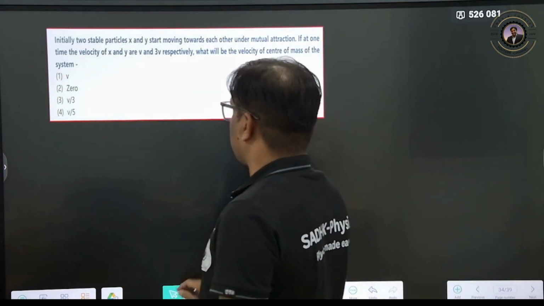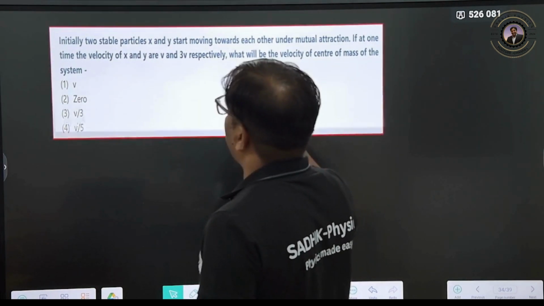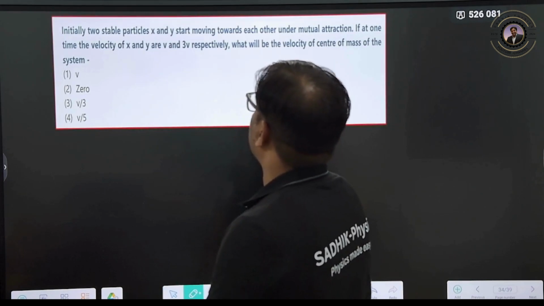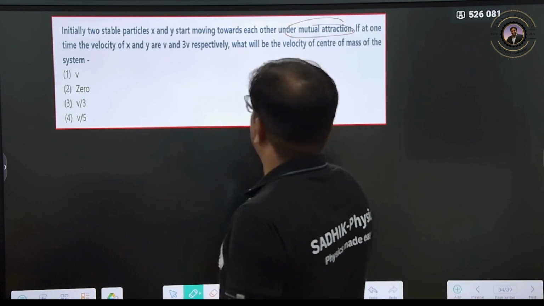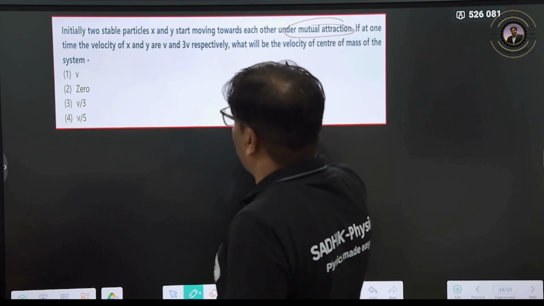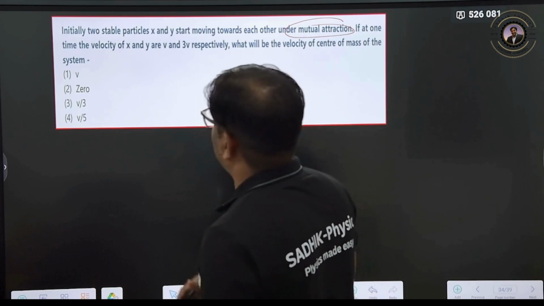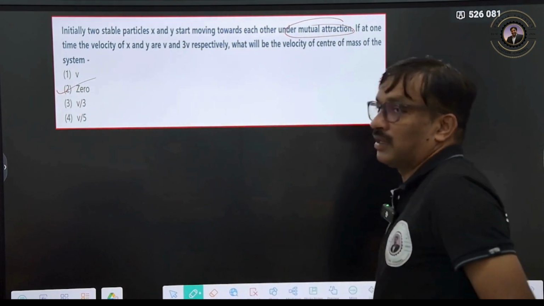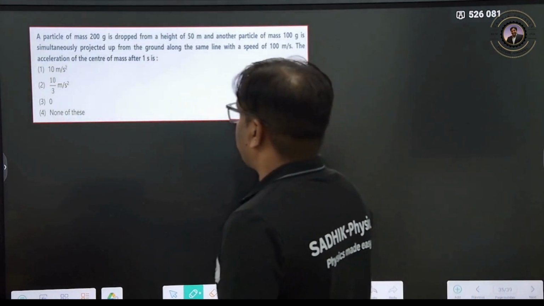Now, let us see this question. Initially, two stationary particles X and Y start moving towards each other under mutual gravitational force of attraction. If the velocities of X and Y are v and 3v, what will be the velocity of the center of mass? Velocity of the center of mass is 0. That's all, because they are moving under mutual attraction force. Clear?